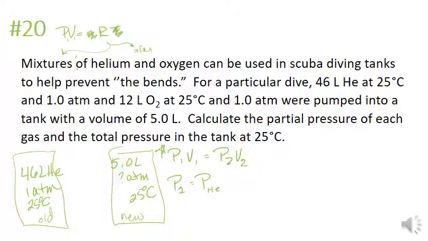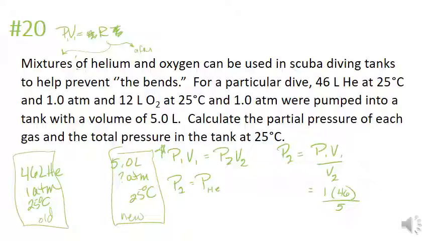So let's do the math on this one. I'm going to rearrange for P2. P2 is equal to P1 V1 over V2. The key is that the two can't react, so it could be any of the noble gases. So P1 is 1 atmosphere, V1 is 46, divided by V2, which is 5.